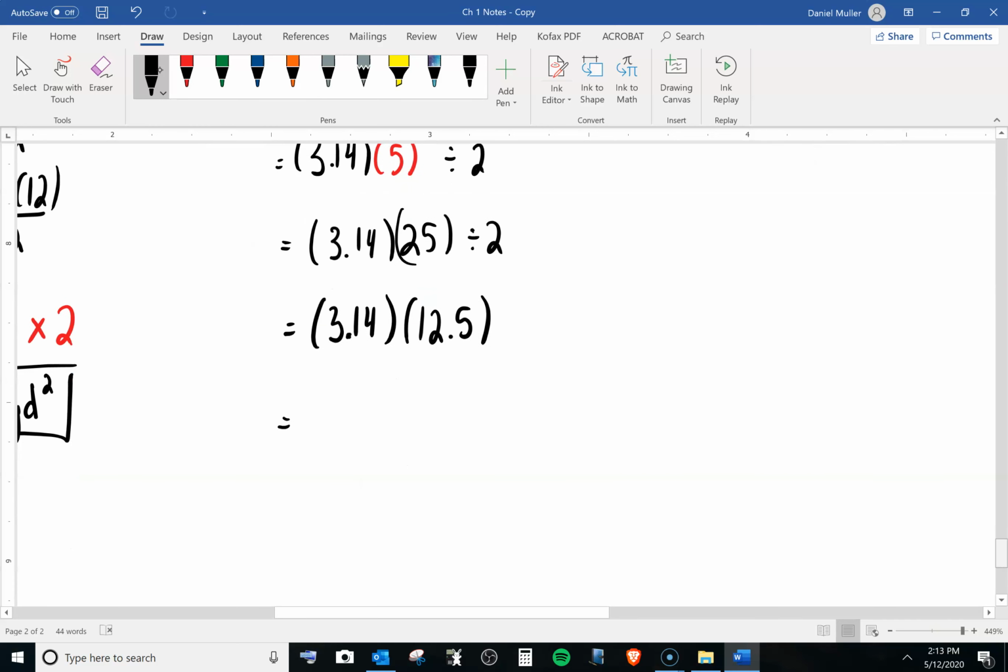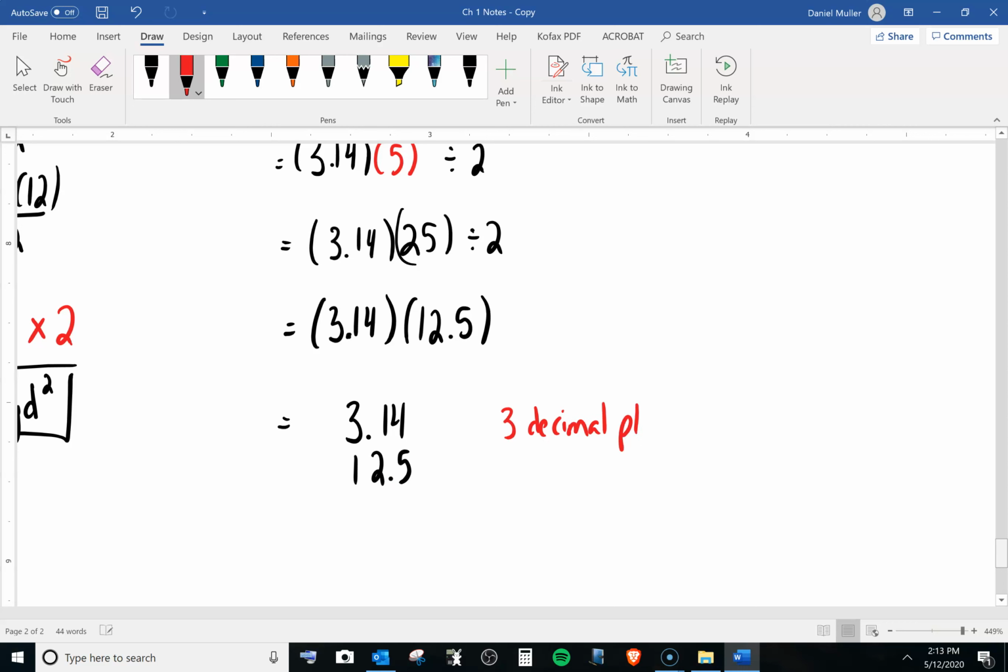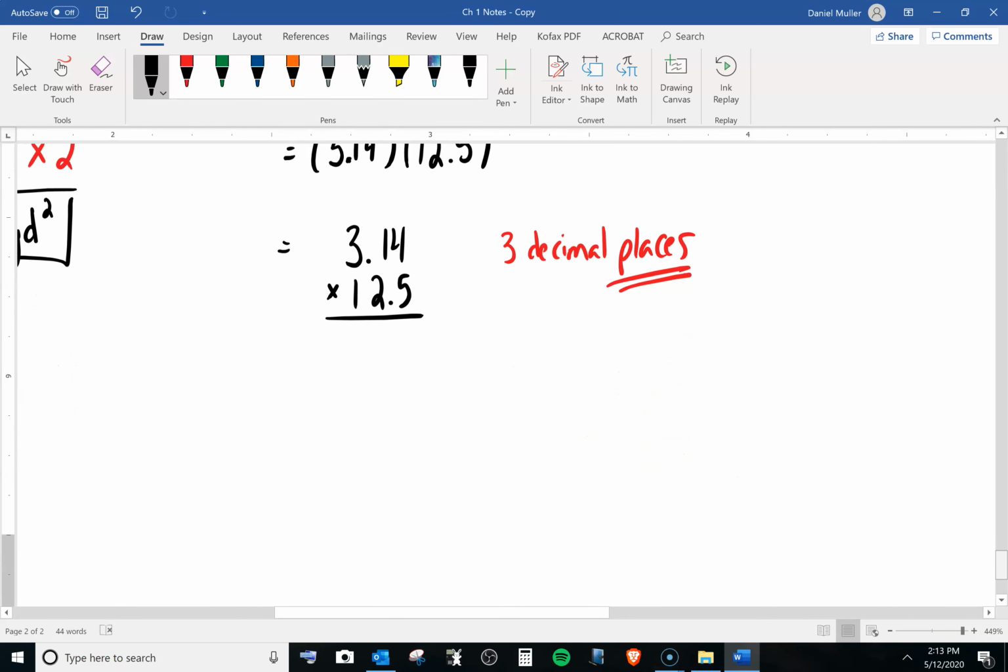And this is actually a good example to remind you how to multiply with decimals. So in this first one, 314, I moved the decimal place twice. And here I'd have to move it once. So there's a total of 3 decimals. I'm going to write 3 decimal places here as a reminder. So we're going to multiply this, and then I'll just make sure to do 3 decimal places.